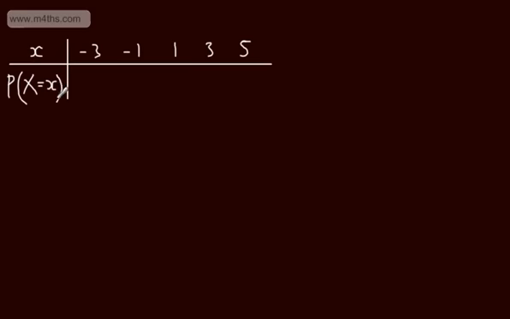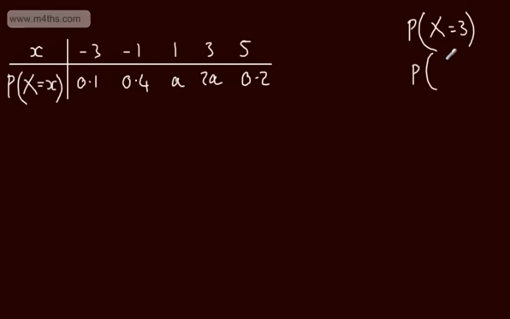So the probability that X is equal to x. Let's go ahead and assign some probabilities. We've got 0.1, 0.4, let's say we've got a, we've got 2a, and let's say we've got 0.2. So here are the particular values of X and the associated probabilities. Let's look at some of the questions that we might be asked. We might be asked to find the probability that X is equal to 3. We might be asked, for example, to find the probability that X is going to be at least 1. So let's go ahead and look at solving these problems.